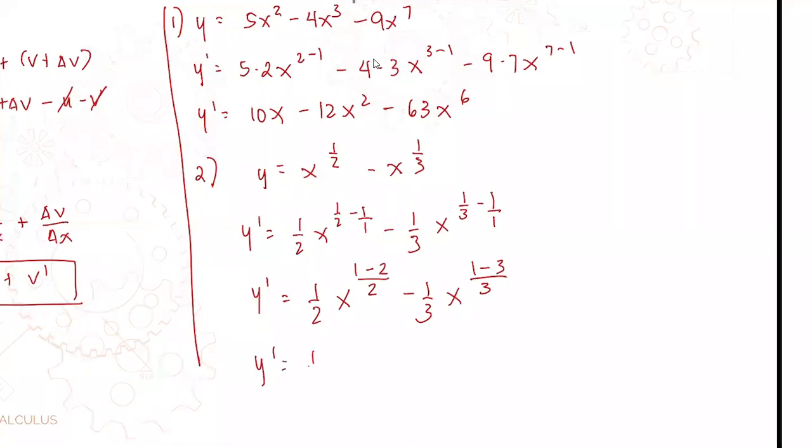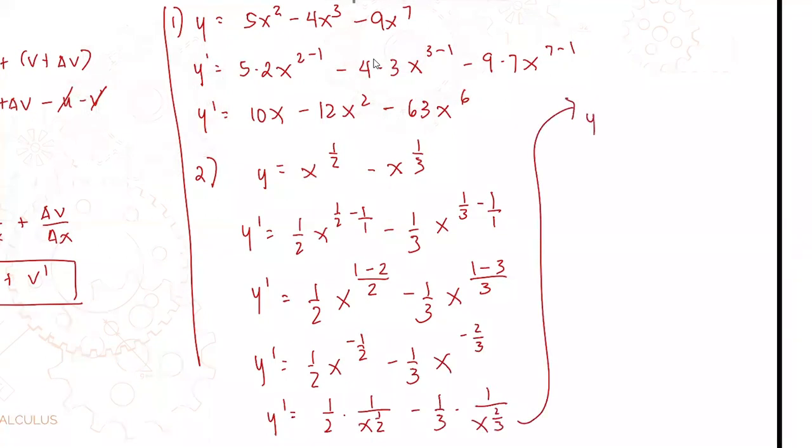Simplify. We have 1/2 x raised to negative 1/2 and 1/3 x raised to negative 2/3. And since naka-negative yung exponent, ibig sabihin kailangan ilagay natin siya sa ibaba. No? Y prime is equals to 1/2 times 1 over x raised to 1/2 minus 1/3 times 1 over x raised to 2/3. Okay? Then simplify, we have y prime is equals to 1 over 2 square root of x minus 1/3 tapos nangyayari is x squared, cube root of x squared.